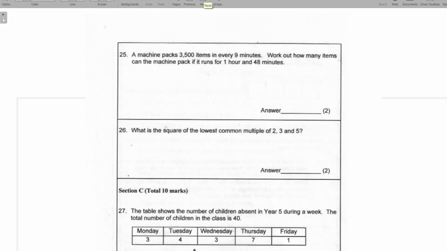3,500 items in every 9 minutes. Work out how many items the machine packet can pack in 1 hour and 48 minutes. So how many minutes in 1 hour and 48 minutes? 1 hour is 60 minutes. Here we have 48 minutes. That is 108 minutes.